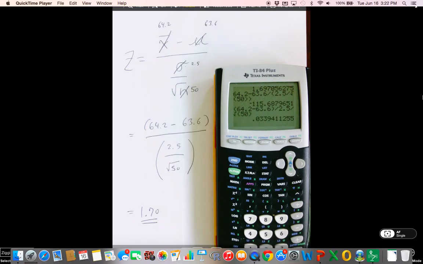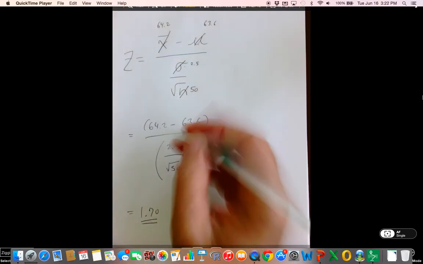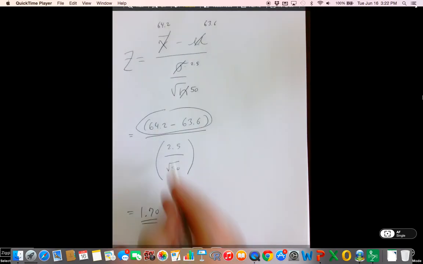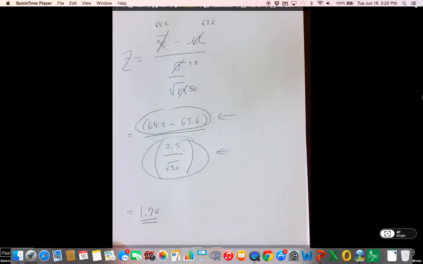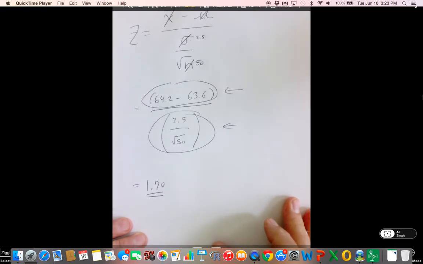Well, again, if it's your goal to get the wrong answer, then don't put it in parentheses. You'll get the wrong answer there. What happens right here is your calculator will take 64.2 minus 63.6, and then it will divide by 2.5. It will calculate the answer, and then it will take that answer and divide it again by the square root of 50. Guys, you don't want that. You want this number calculated and this number calculated, and divide this by this, not get into multiple divisions.